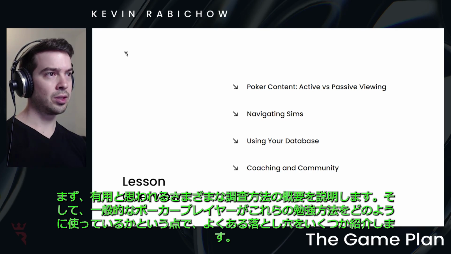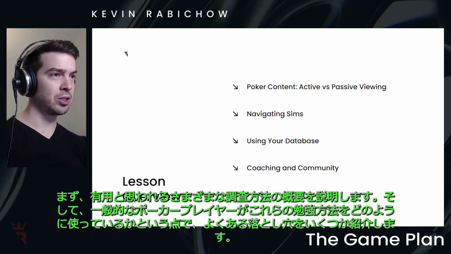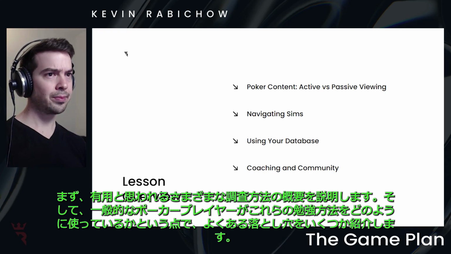And first, I'm going to give you the quick overview of all the different methods of study that I think are useful and a few of the common pitfalls in terms of how I would say the average poker player is using these different methods of study.